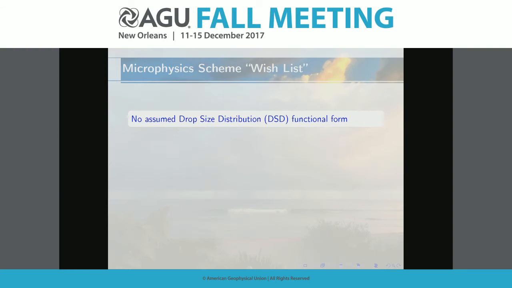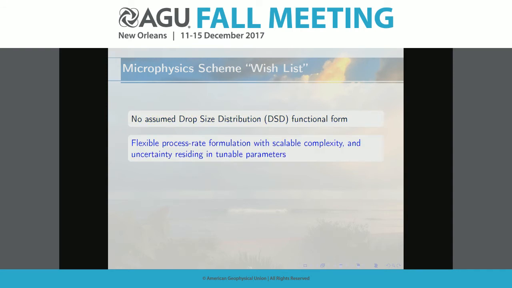Okay, so what would we like? What is our wish list? We'd like to not assume anything about the drop size distribution. So we'd like to not assume some functional form for the drop size distribution, as is traditionally done. We'd like to have process rates. By process I mean things like evaporation, droplet breakup, collision coalescence.